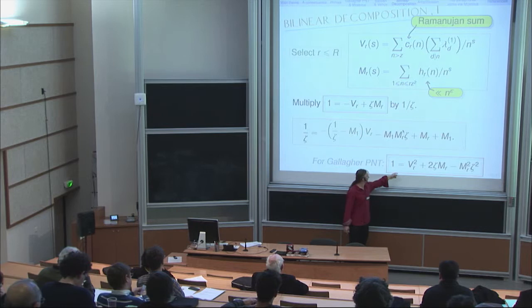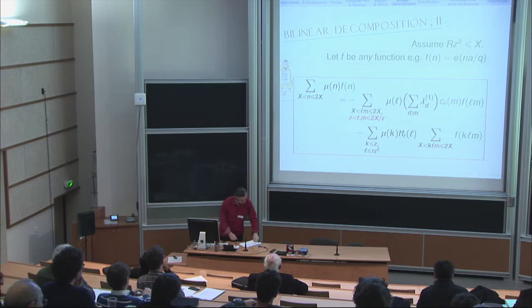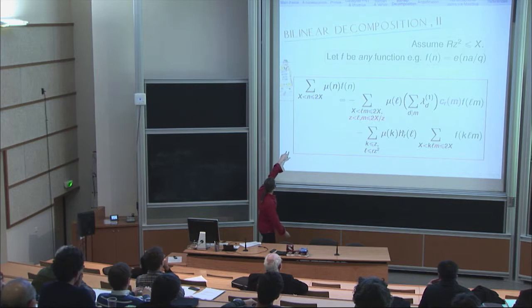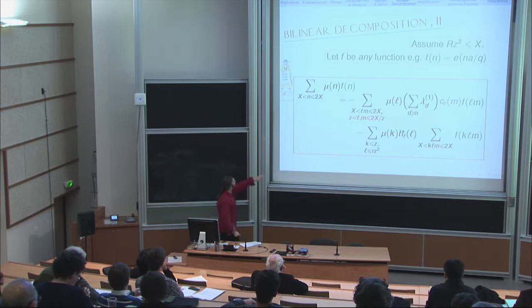The identity used by Motohashi is this one. It's only the square, in fact. You write 1 plus VR square, and you look at what you get. Maybe it's going to be more interesting in functional form. The functional form is the one you want: sum of mu of n, f of n. And in my case, f of n is exponential 2i pi n a by q. So that's the one you want here.